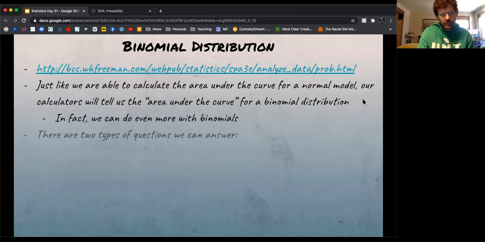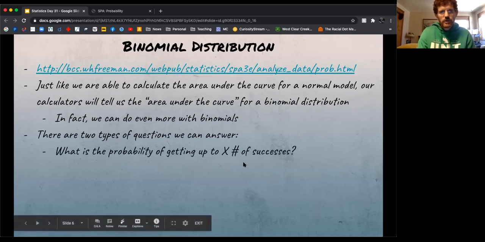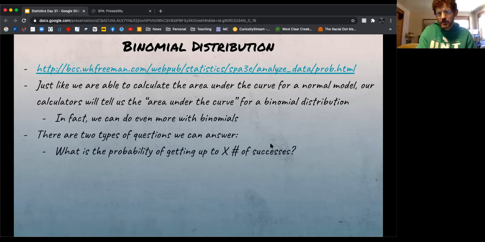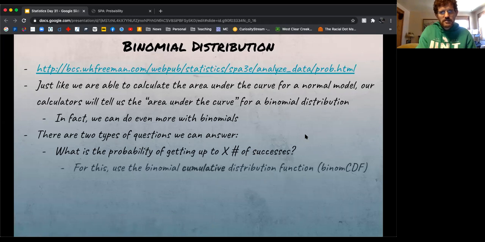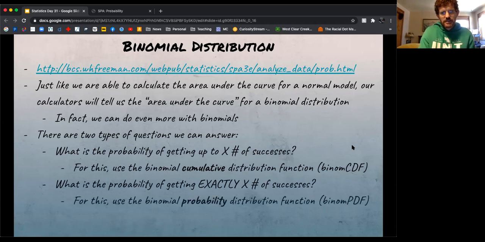Now we can do more with binomials just like we talked about. So here are the two types of questions that can be asked that we can answer using some functions on the calculator. First of all, we can answer the question, what's the probability of getting up to X number of successes? So what's the probability of getting up to 30 successes? And this is what we call the binomial cumulative distribution function, binomial CDF. We could also ask the question, what's the probability of getting exactly X number of successes? And that's going to be the binomial probability distribution function, binomial PDF.